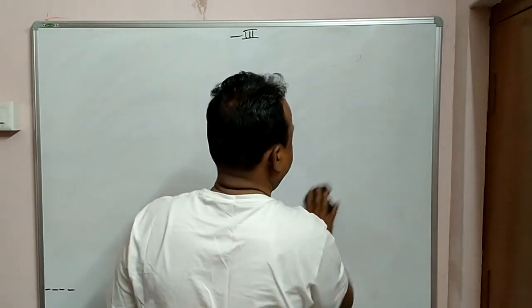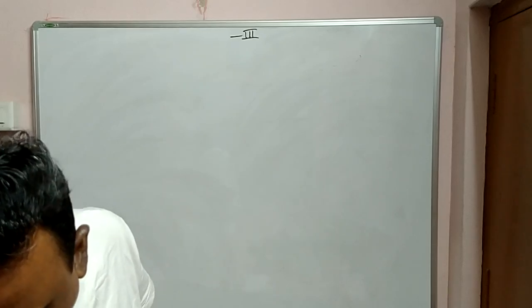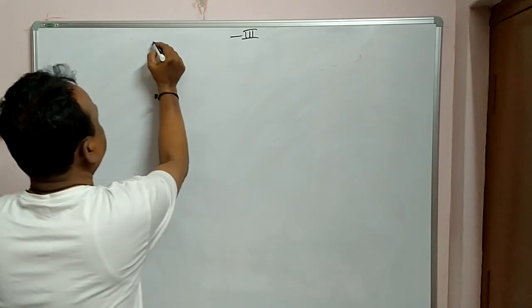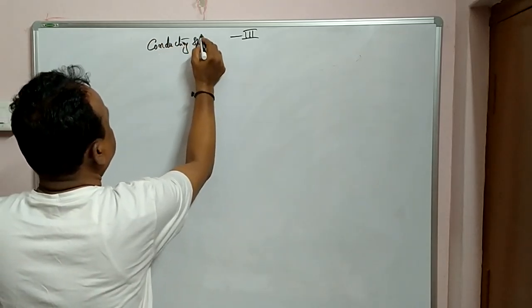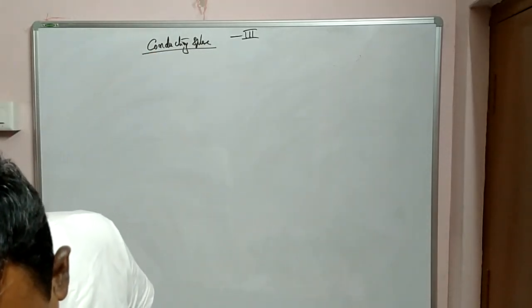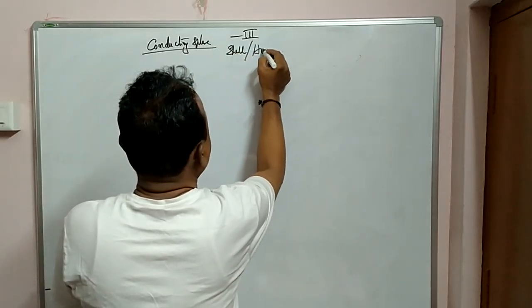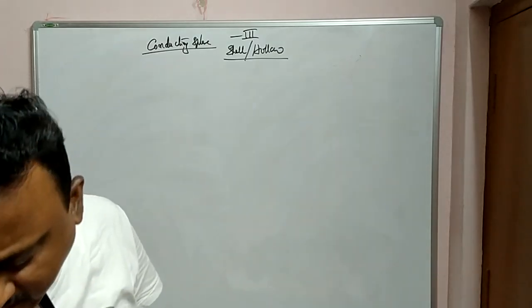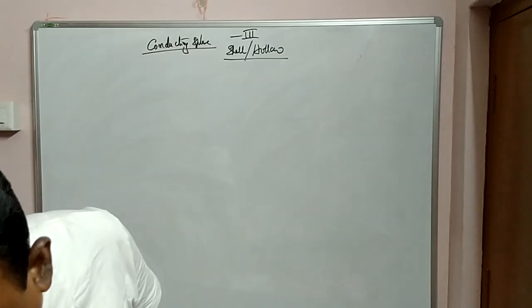Now we will try to draw a graph for intensity versus radius. First of all, we will take the conducting sphere graph. The sphere may be a shell or hollow sphere. This sphere is not a solid one. Conducting hollow or shell. Okay?